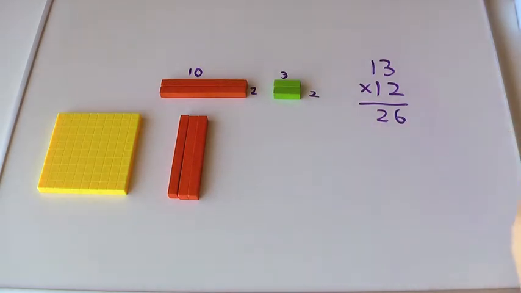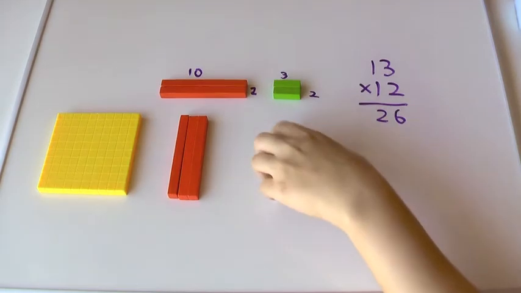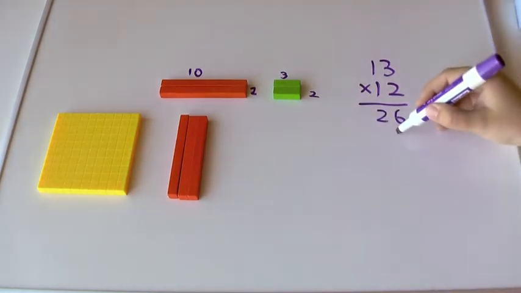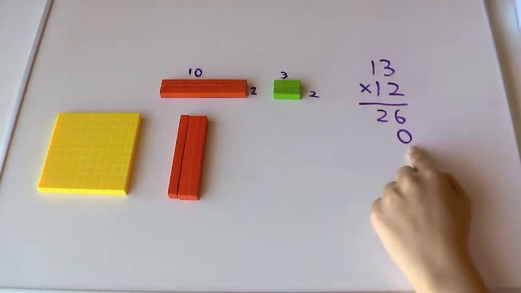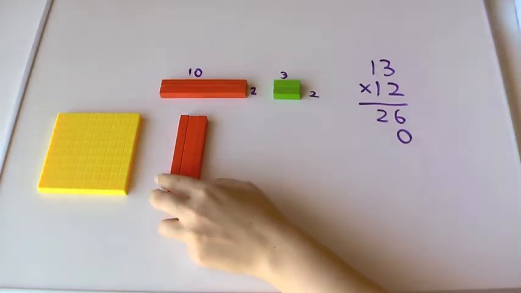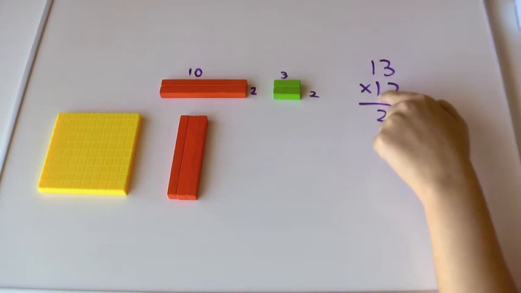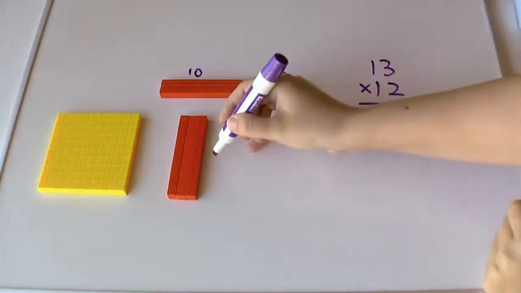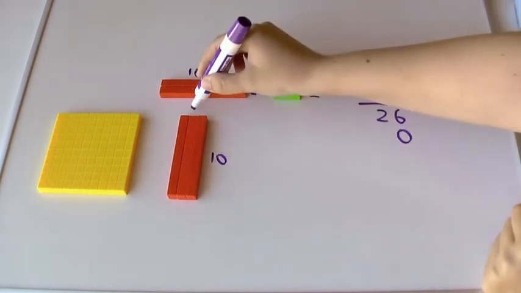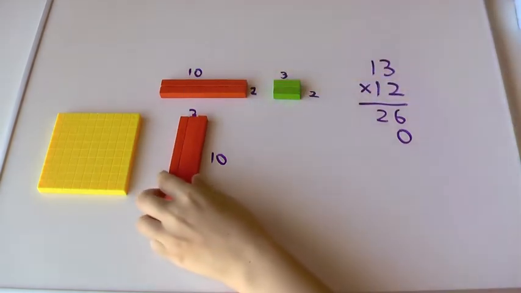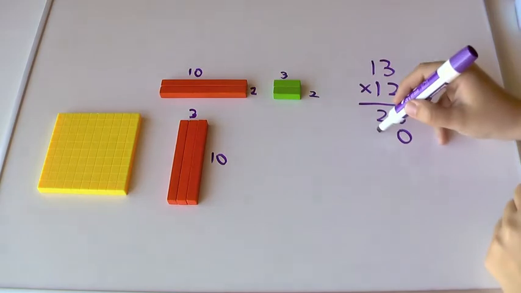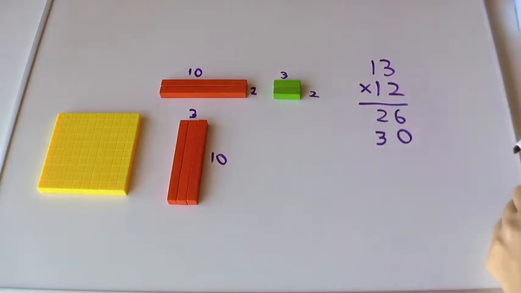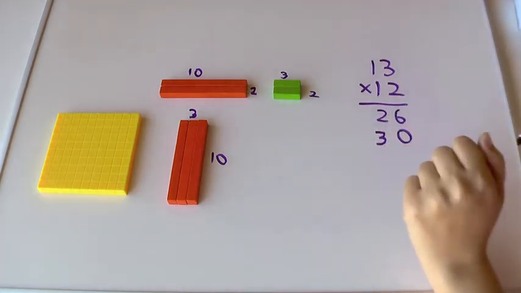Okay? And then we have no ones here to multiply. So we put a 0 in the ones place. And now in the tens place we have 10 times 3. Here is 10 times 3. It's not a very good 3, but that is 30. Put a 3 down there. That represents 30. 3 in the tens place.